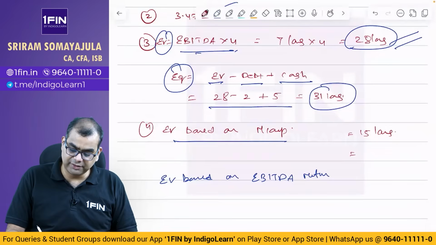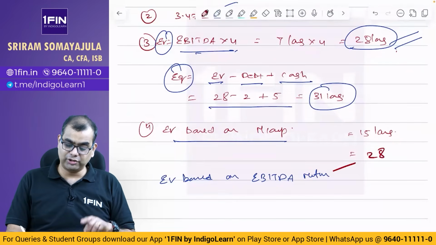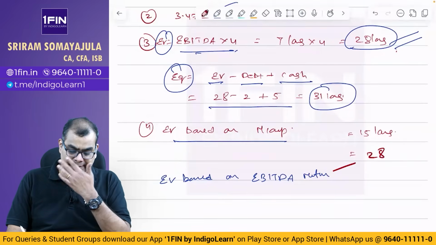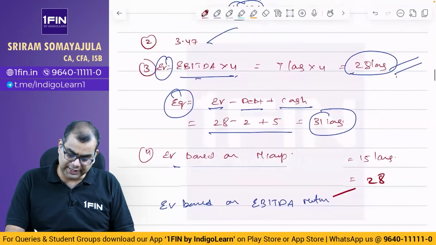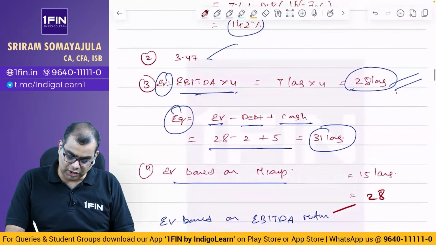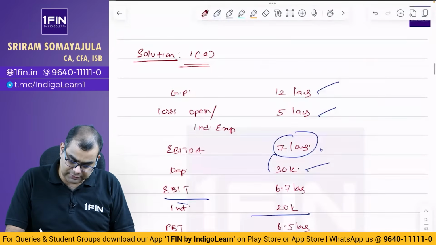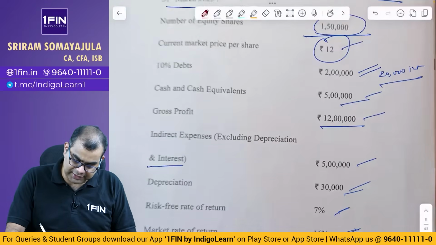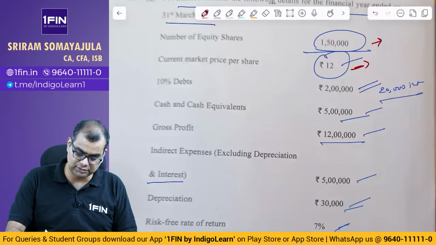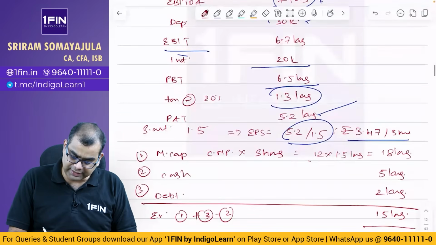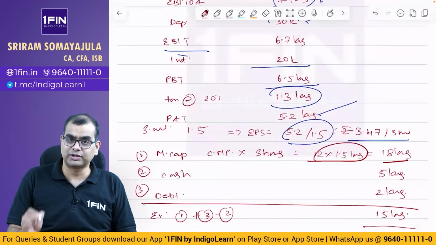That is, EV based on EBITDA multiple is basically your 28 lakhs, what we already found out. But you can also find out an EV based on market cap. How will you find out EV based on market cap? You will find out EV based on market cap by doing this, which is what? You multiply your market price, 12 into your 1.5 lakhs. 12 into 1.5 is what? We did it here. I did it already. Market cap of 12 into 1.5 is 18. This is your market cap.